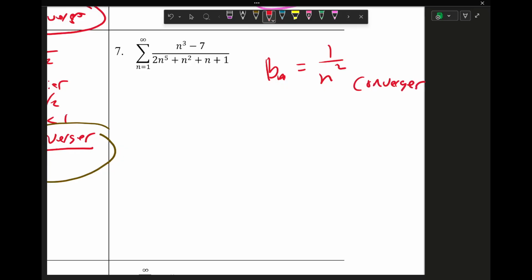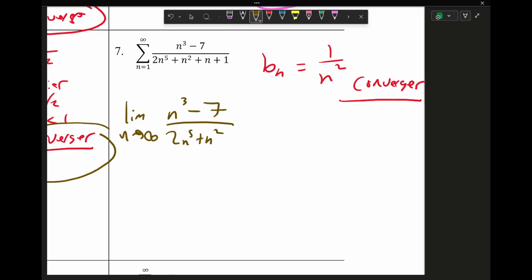Again, this is not a good comparison if you don't know if it converges or diverges. By the way, this is why I was lecturing you guys so much on being very comfortable with p-series and geometric series and stuff, because we're just using it to death here. Okay, so limit as n goes to infinity of a sub n divided by b sub n, or multiplying by the reciprocal of b sub n.